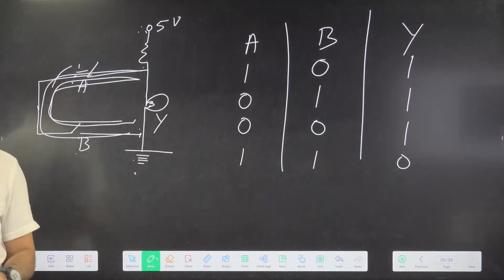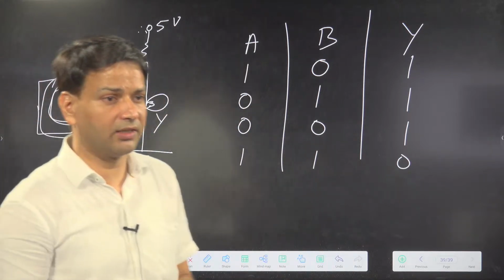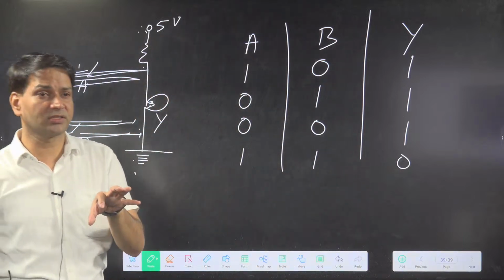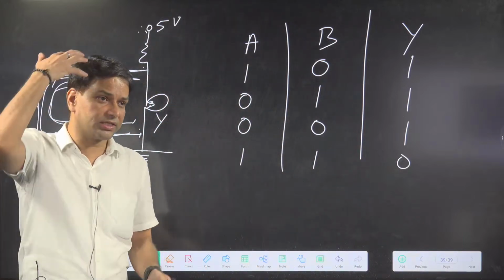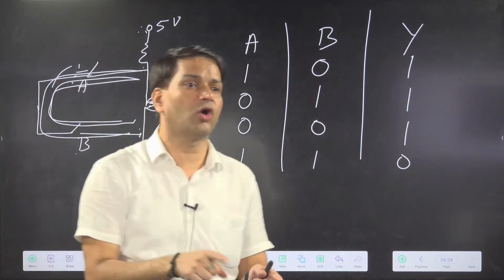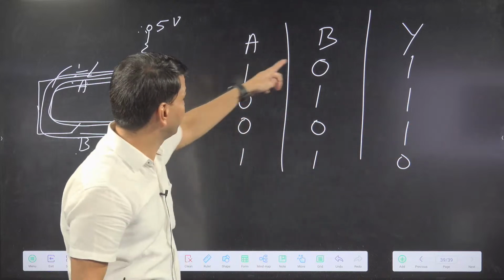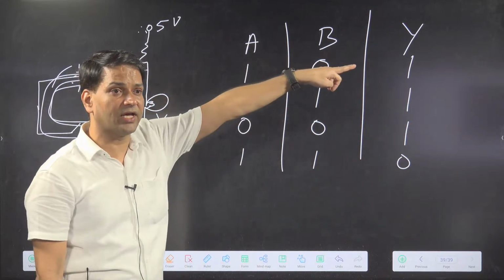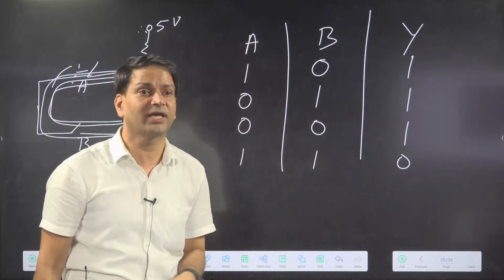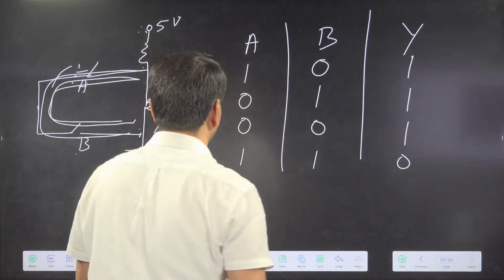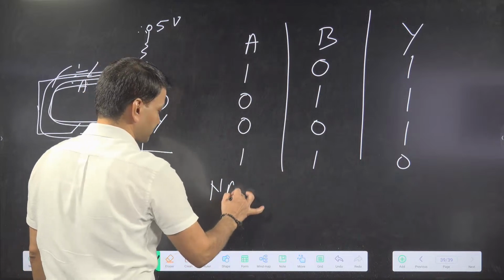So we know that in the case of an AND gate, when any input is 0, we will always get 0. But here what is happening? If any input is 0, then we are getting 1, and when both inputs are 1, we are getting 0. It means it is what? NAND gate. So this circuit is equivalent to the NAND gate.